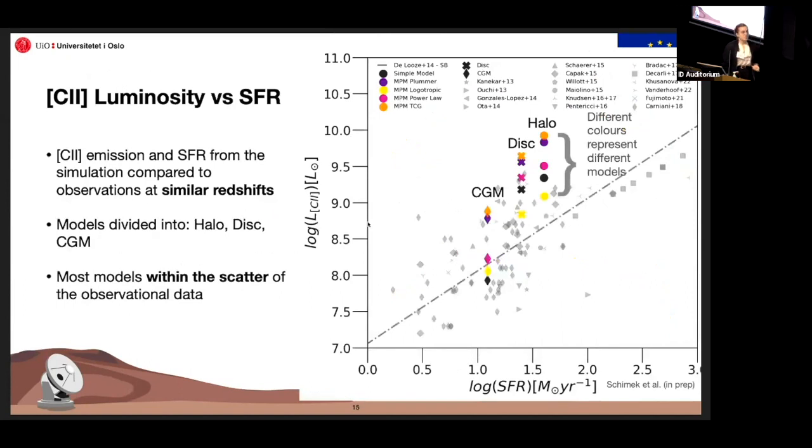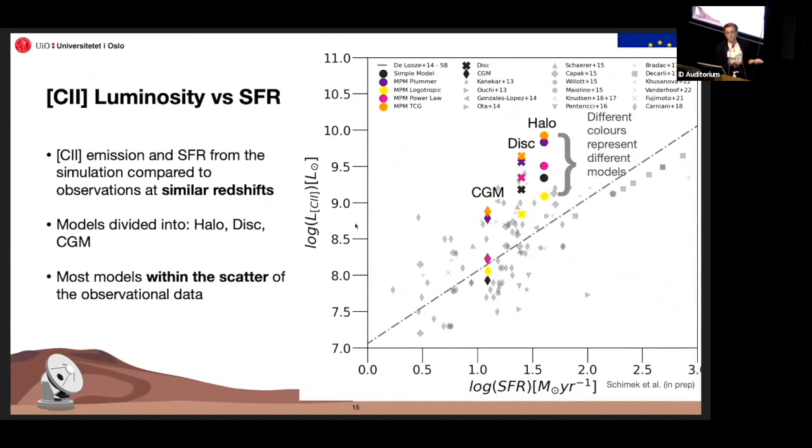We also tested, of course, if it makes sense. Here it is as a function of the star formation rate, which is a common C2 plot, basically. And in the back, you can see here the different models for the halo, the disk, and the CGM. And in the background, there are observations at similar redshifts. And we are quite good in the scatter, which is quite nice.